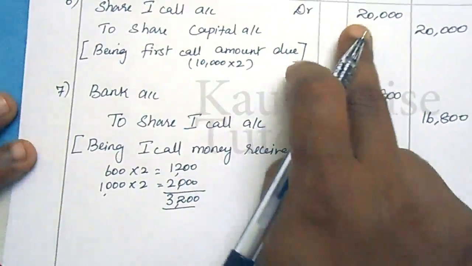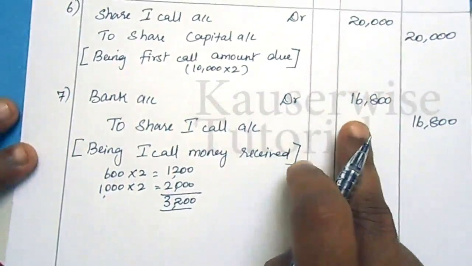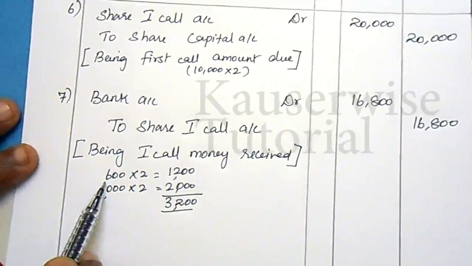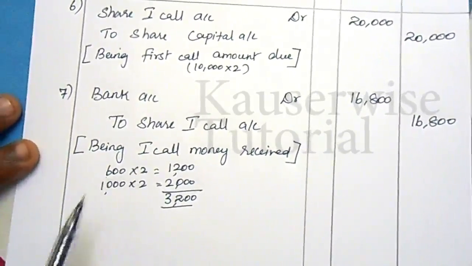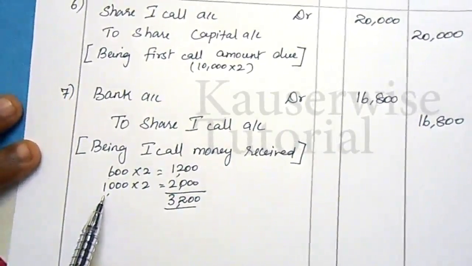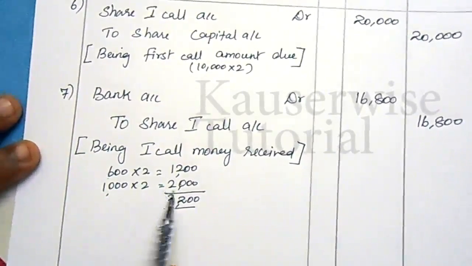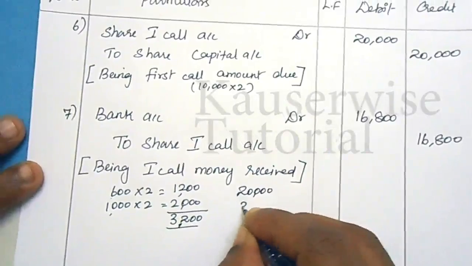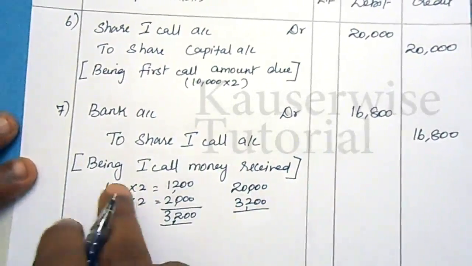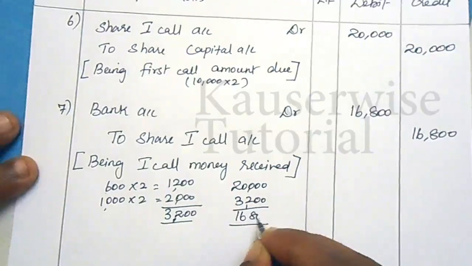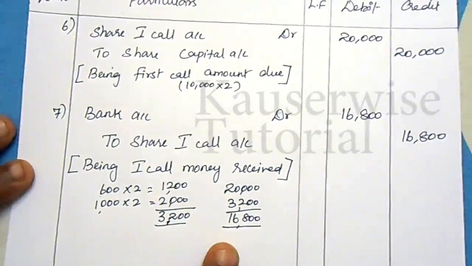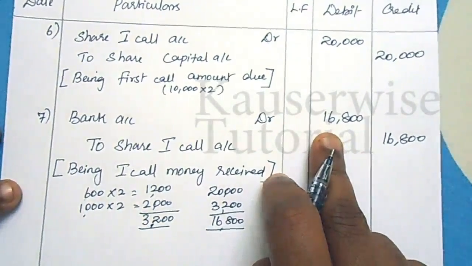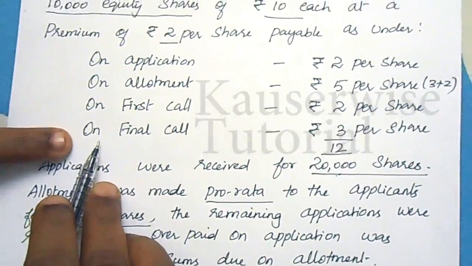We are supposed to receive 20,000 on first call, but we have received only 16,800. The reason is Jack fails to pay first call, that is 600 shares into 2 rupees, and Jonas failed to pay first call for 1000 shares, 1000 into 2 rupees, 2000. Total 3,200. So out of 20,000, 3,200 not yet paid by two shareholders. The remaining 16,800 received from rest of the shareholders. So total amount received on first call how much? 16,800.